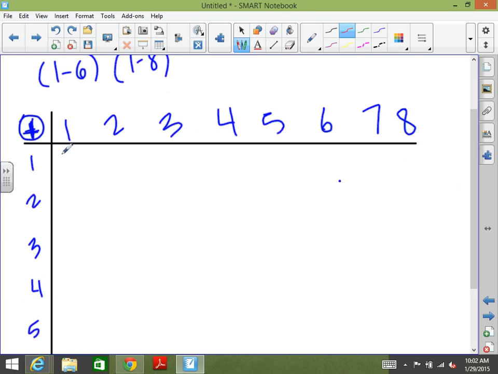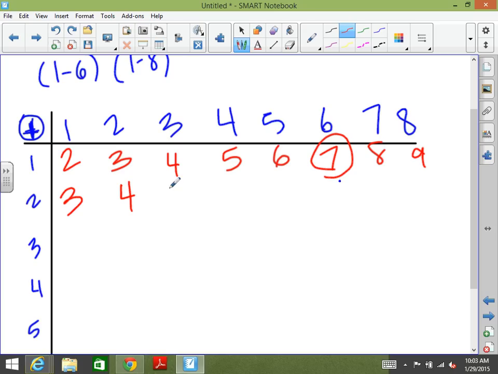1 and 1 gives us, 2 and 1 gives us, 3 and 1 gives us, 4 and 1 gives us, 5 and 1, 6 and 1. Do I need to keep going? Okay, so let's circle that 7. Because 7 and 1 gives us 8, and 8 and 1 gives us 9. There's no reason to keep going once you hit that 7. Okay, next. 2 and 1, 2 and 2, 3 and 2, 4 and 2, 5 and 2.